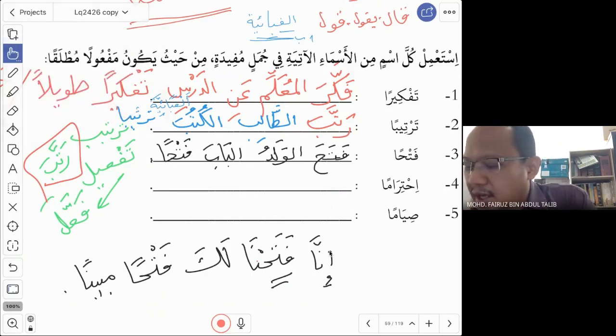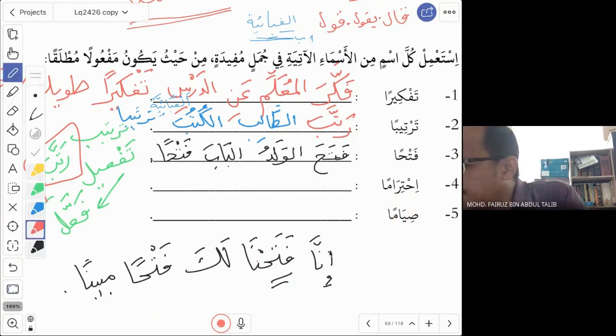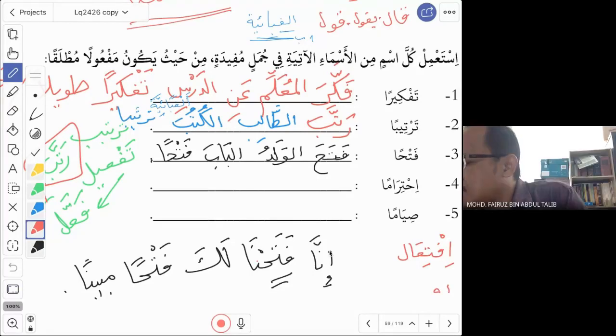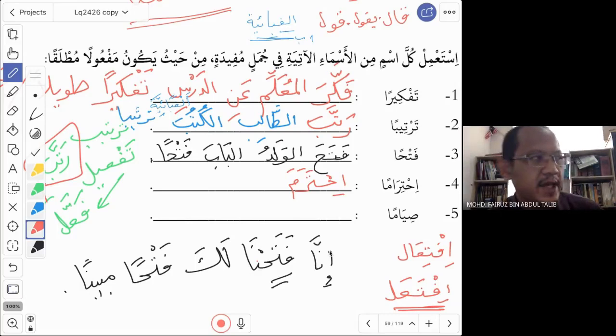Now, ihtiram, to respect. This is a 5-letter fi'l. Find the masdar. Ihtiram, the masdar is iftial. Good. So when you know the masdar iftial, you should know the fi'l. Iftial, the fi'l is ifta'ala. So the wazan is ifta'ala. What is the fi'l then? Ihtarama, to respect. So just put a fa'il. Who respected whom?